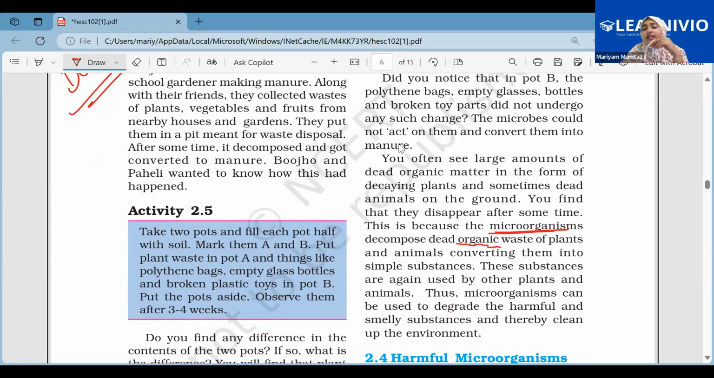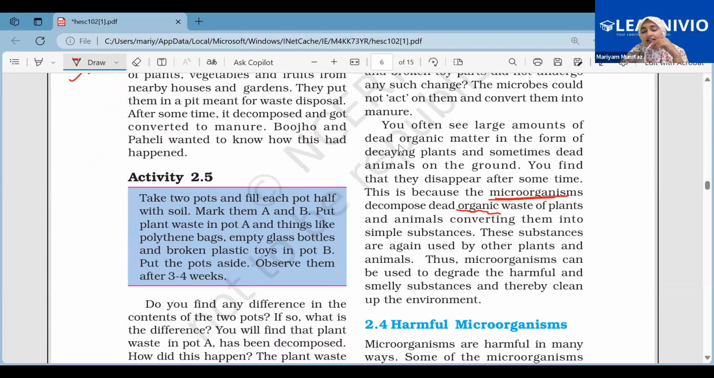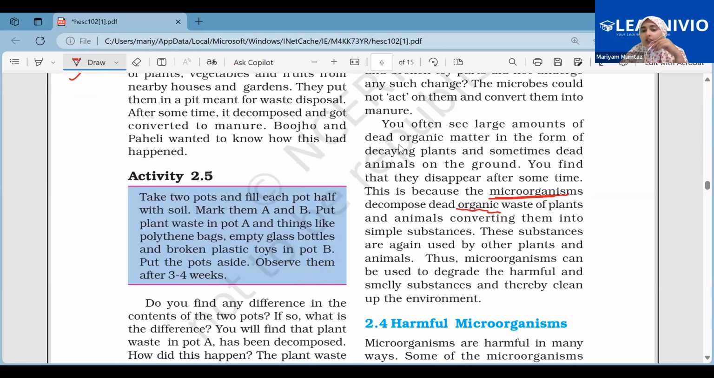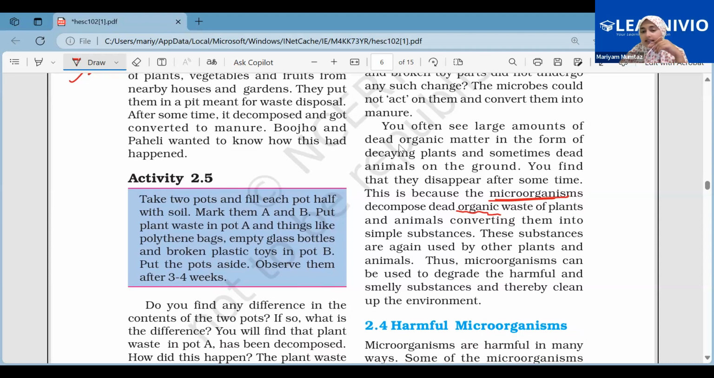No, definitely never. Even after hundreds of years, that plastic will still remain. So what happens is that these microorganisms convert the organic waste into important soluble things. Apart from that, the microorganisms can be used to detect the harmful and smelly substances and thereby clean up the environment. So they are very helpful to us because not only do they help in making our food products, but they also help in cleaning up the environment. Clear?